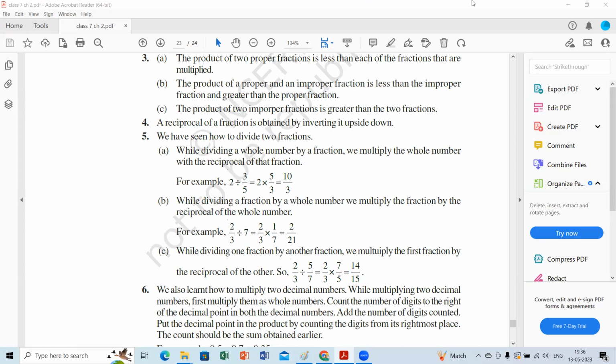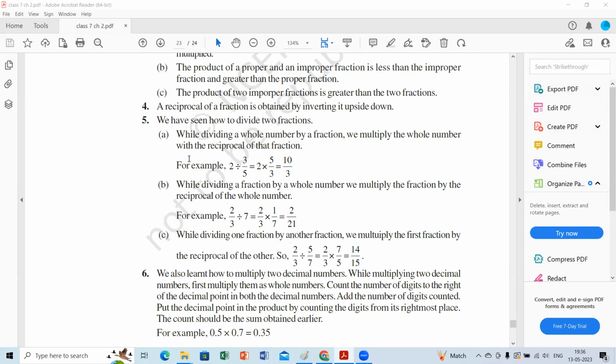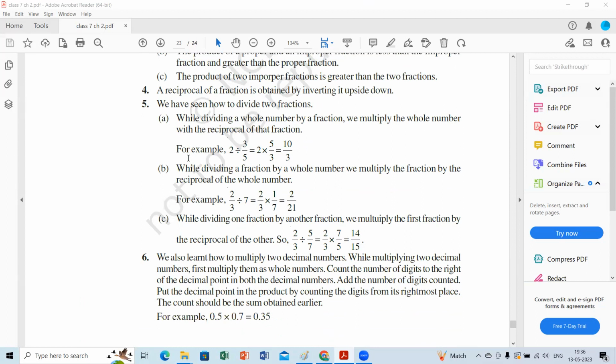B: While dividing a fraction by a whole number, we multiply the fraction by the reciprocal of the whole number. For example, 2/3 divided by 7 is equal to 2/3 into 1/7, which is equal to 2/21. Why are we taking 1/7? Just because there is no number under 7, and we always take it as 1. Very good. The reciprocal of 7 is 1/7. Excellent.